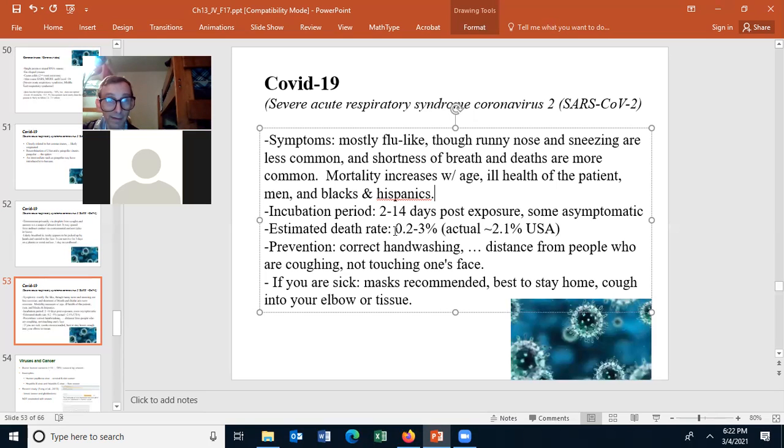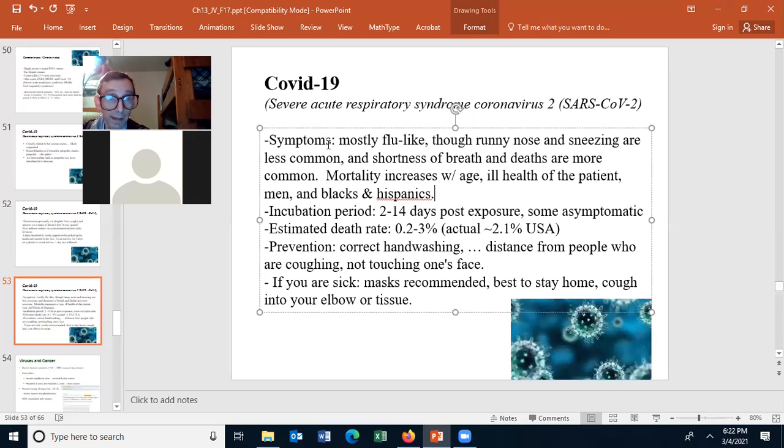I've already mentioned the estimated death rate for COVID-19 is 0.2 to 3%. The actual death rate, which this is 2 months old, was 2.1% of patients they know who became infected died in the United States. And these are only the people they know. So they have to know that they got infected and then know that they died of COVID-19.